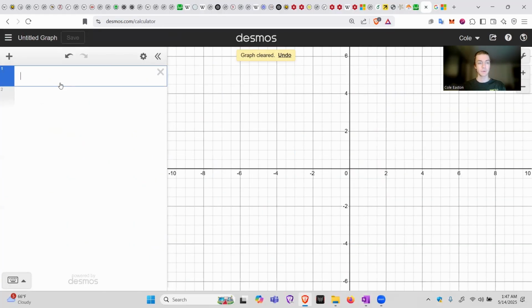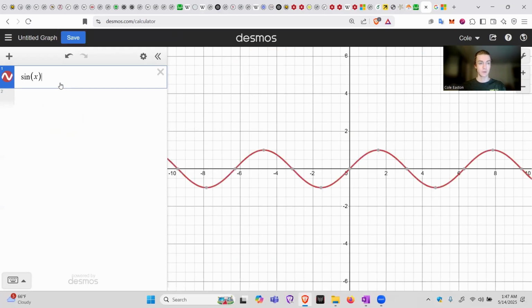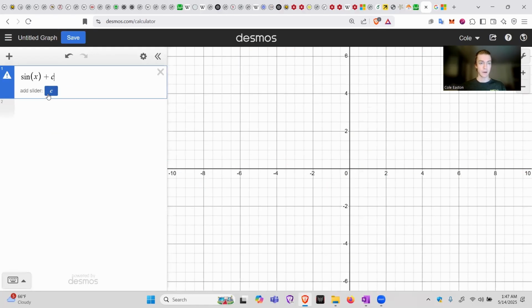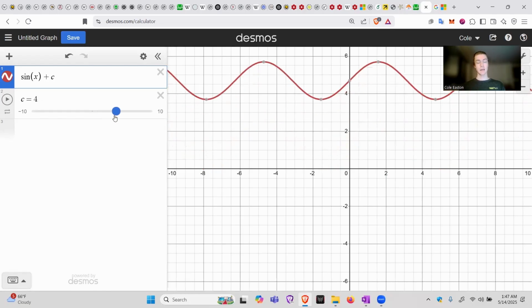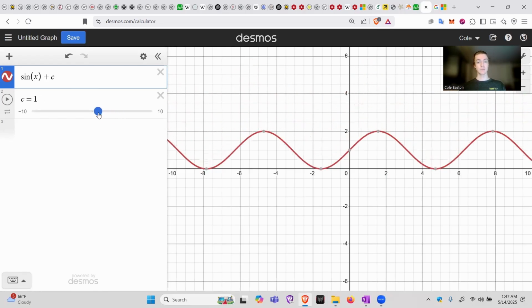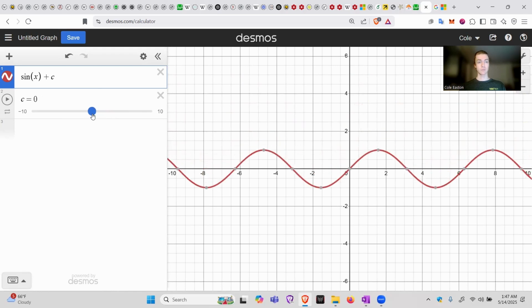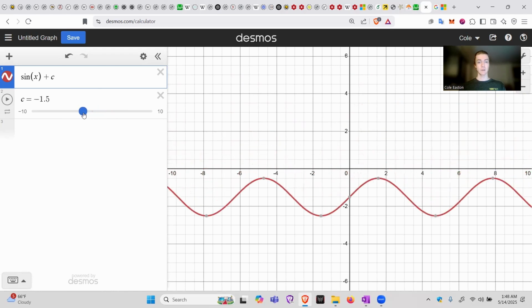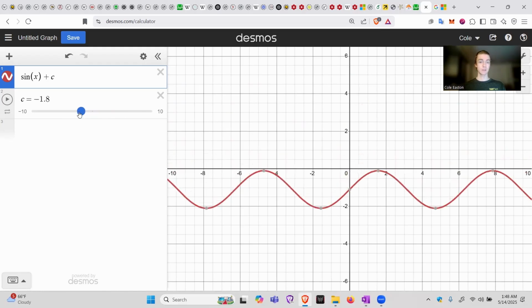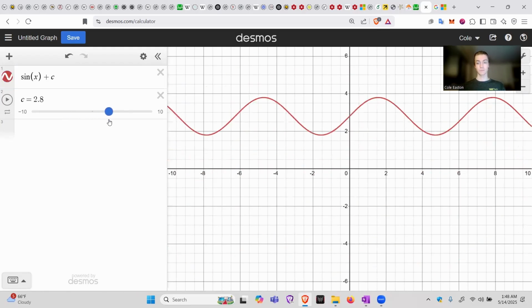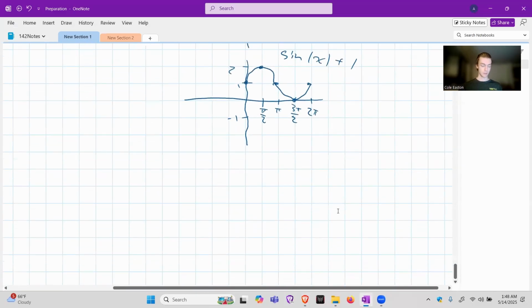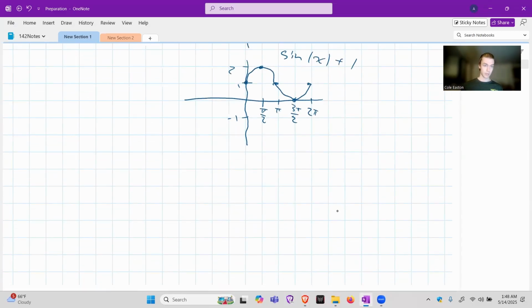So let's look at this example in Desmos just to really nail it down. So sine of x plus c, so this is sine of x plus 1, like we had before, c is 1. And as I add higher numbers, it's going to move up. And if I subtract numbers, so this is our original function, c is 0. If I say sine of x minus 1, for example, it's going to look like this. And anything we do, it's just moving the function up and down like this. Good? Okay, let's go back to OneNote and let's look at something a little different.